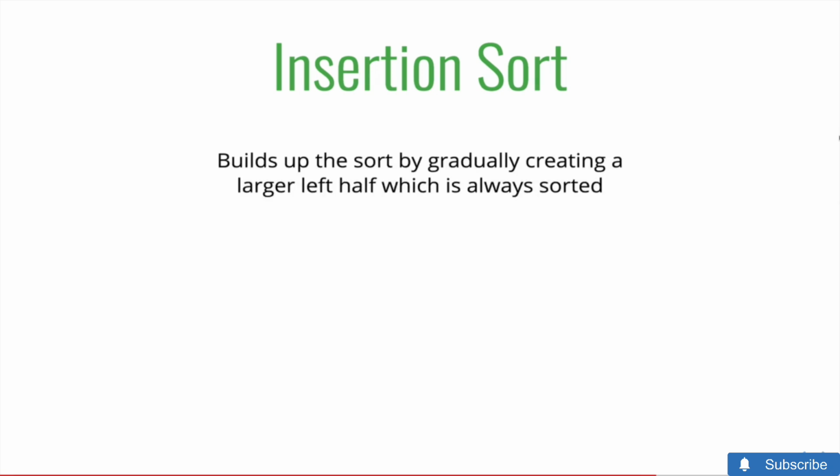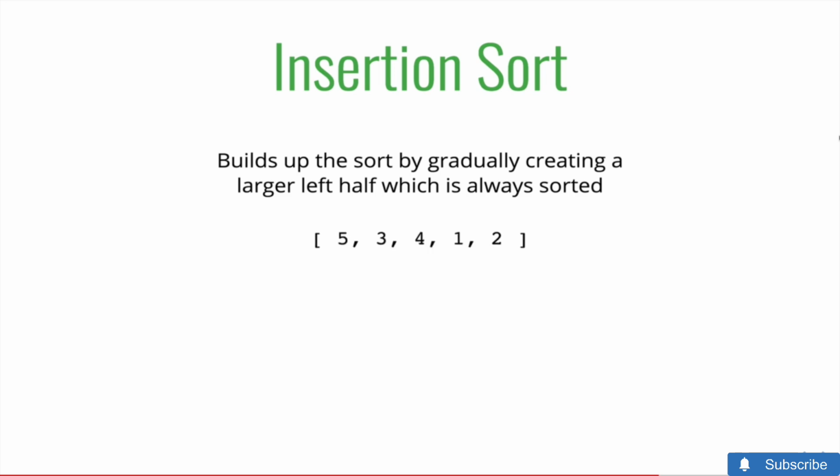So this isn't one that's just good to know about. It's not just a good challenge. There are situations where insertion sort does well, and I'll explain that as we go. But first, let's talk about how it works. So it builds up the sort by gradually creating a larger half of the array, which is always sorted. So instead of finding the largest element at a time or the smallest element at a time, it takes each element and places it where it should go in the sorted half.